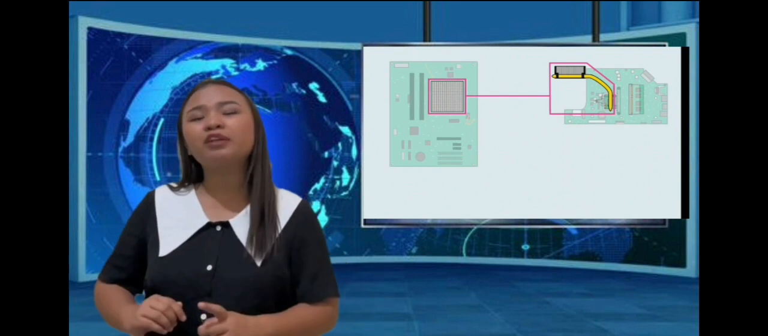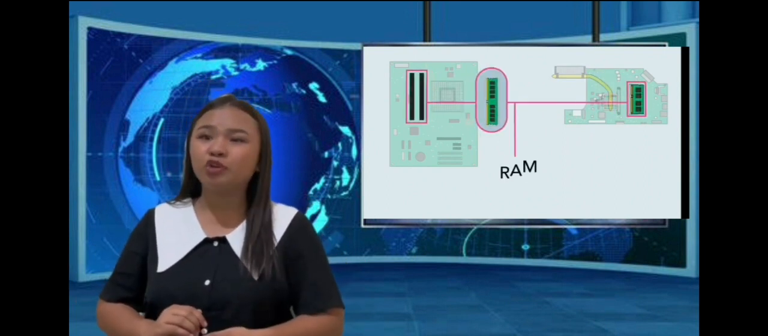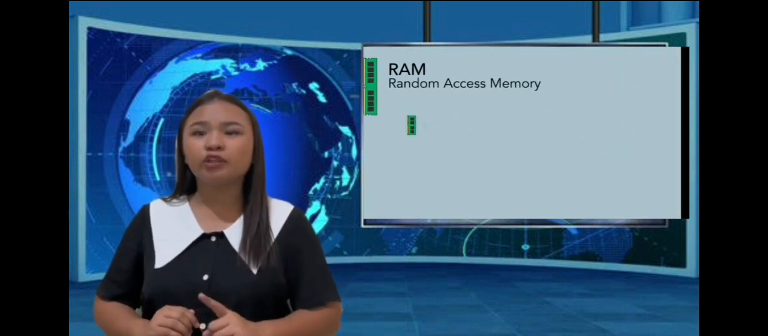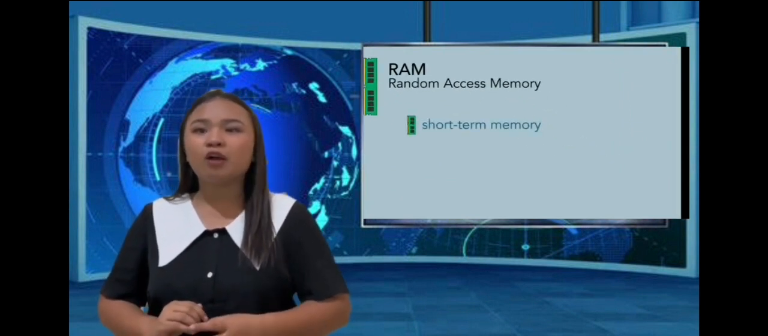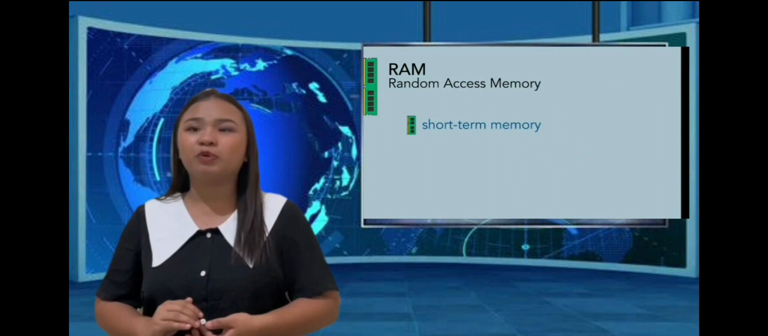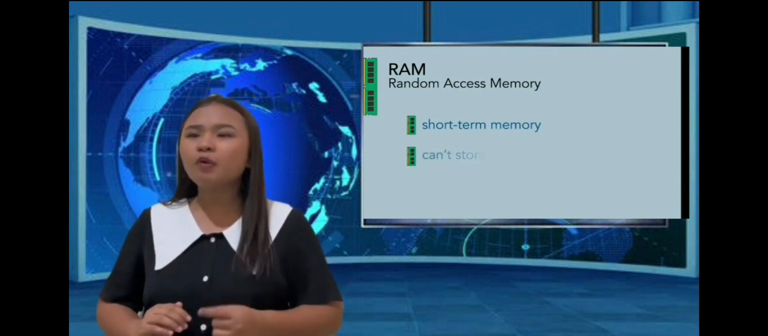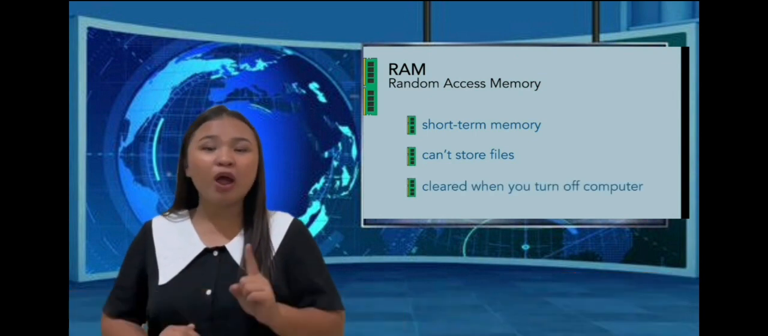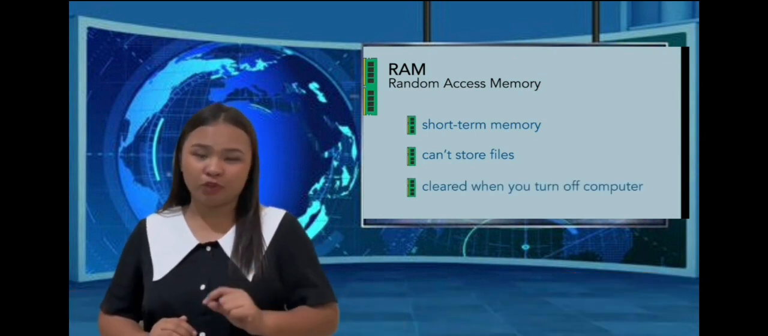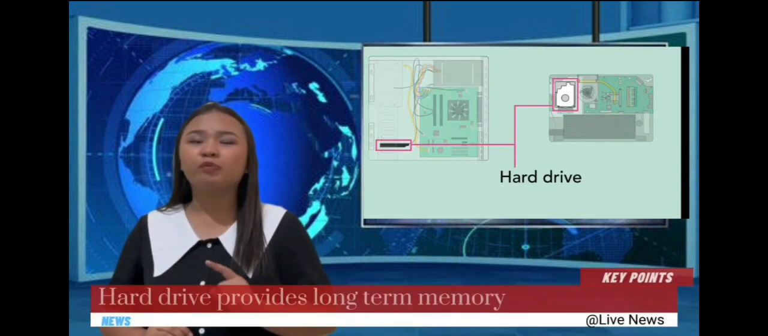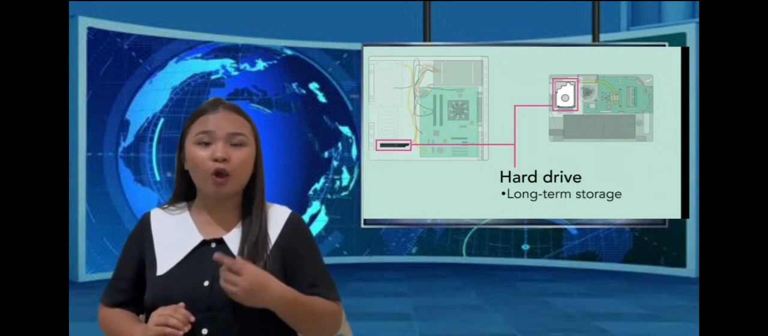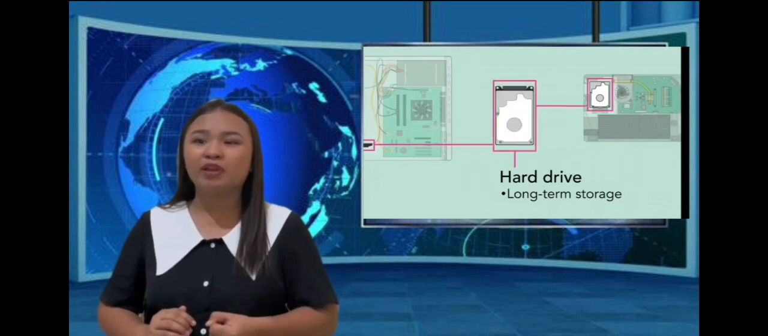The motherboard also contains the computer's RAM, or random access memory. This is the short-term memory that a computer uses whenever it's performing calculations. However, you cannot store your files there because the RAM is cleared when you shut off the computer. The hard drive provides the long-term storage, keeping all the computer's data even when it's turned off.